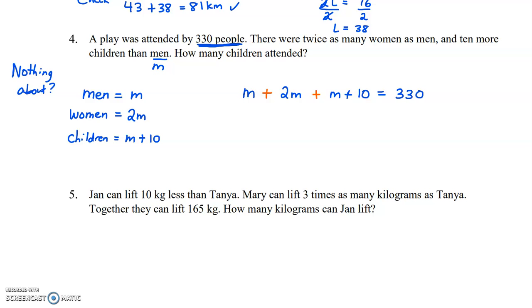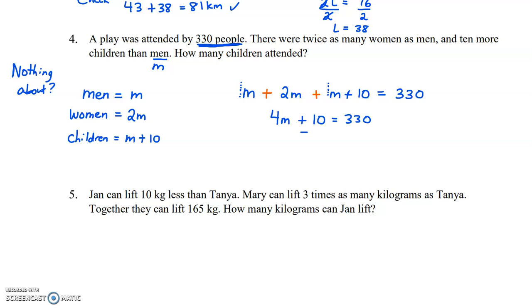You can use brackets to show yourself men, women, children, but I find brackets can just get a little bit confusing. What I do now is I combine my like terms. Remember that this is like a 1 coefficient, and this is like a 1 coefficient. So let's put all of our m's together. We have 1m plus 2m, that makes 3m, plus another m makes 4m. Now we have 4m plus 10 is equal to 330.